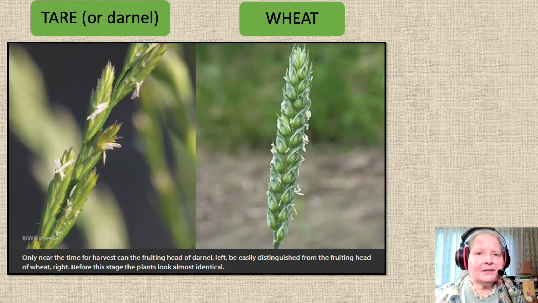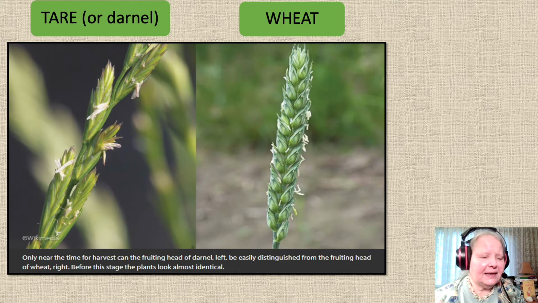The plants look nearly identical when they are first growing. It's only later when each plant makes flowers that a person can tell which one is which. If they were not separated but taken and ground together with the wheat, the tares or darnel will spoil the flour. So back to the story.